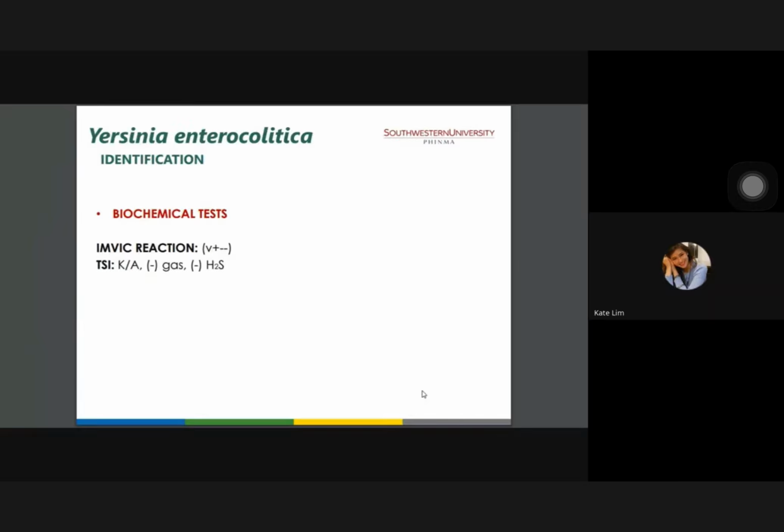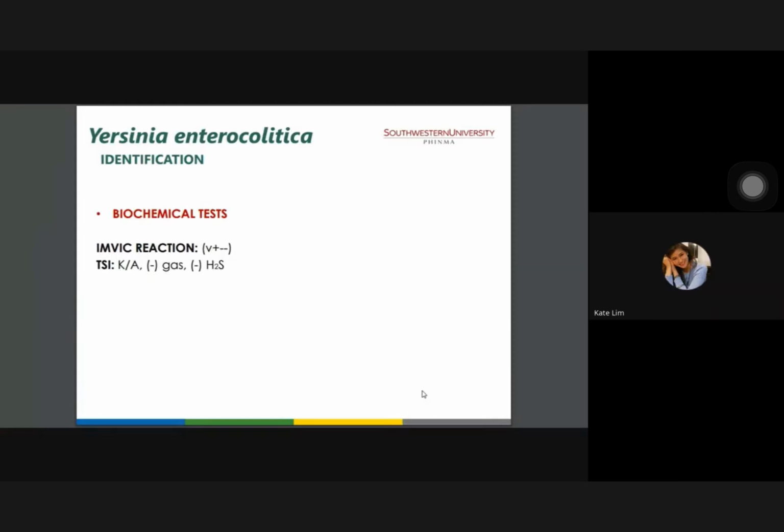Again, for IMViC reaction, IMViC is not the only biochemical test that you need to perform in order to verify that what you are having is Yersinia enterocolitica. IMViC is just one of the series of biochemical tests that you need to perform. So your IMViC reaction should be supported with other tests, just like your TSI.